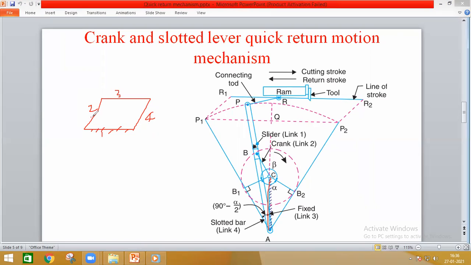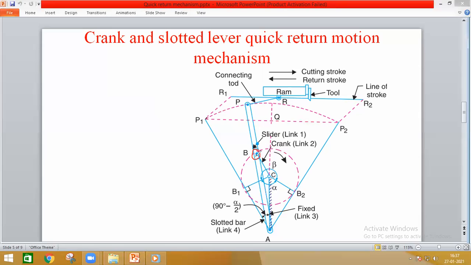For example, if all the links are fixed, that will become a structure, which is used to transmit forces. This crank and slotted lever mechanism is an inversion of the single slider crank mechanism. Inversion means that if link one is fixed, it will be one mechanism, and if link number 4 is fixed, it is another mechanism, and if link number 3 is fixed, then it will become another mechanism. Like that, the crank and slotted lever mechanism is formed by fixing a different link in the single slider crank mechanism.